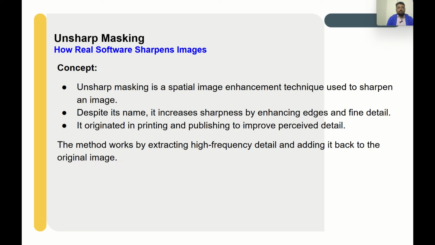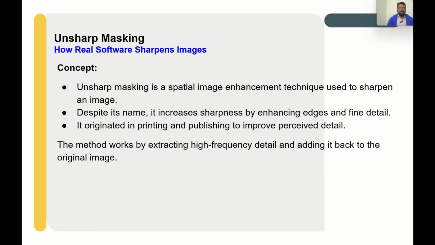So the main concept is that unsharp masking is a spatial image enhancement technique used to sharpen an image. You know what sharpening means: if any image is there, it should look crisp. It should not be blurry. That crispiness comes into the image using unsharp masking. Despite its name, it increases sharpness by enhancing edges and fine details. It originated in printing and publishing to improve perceived details.